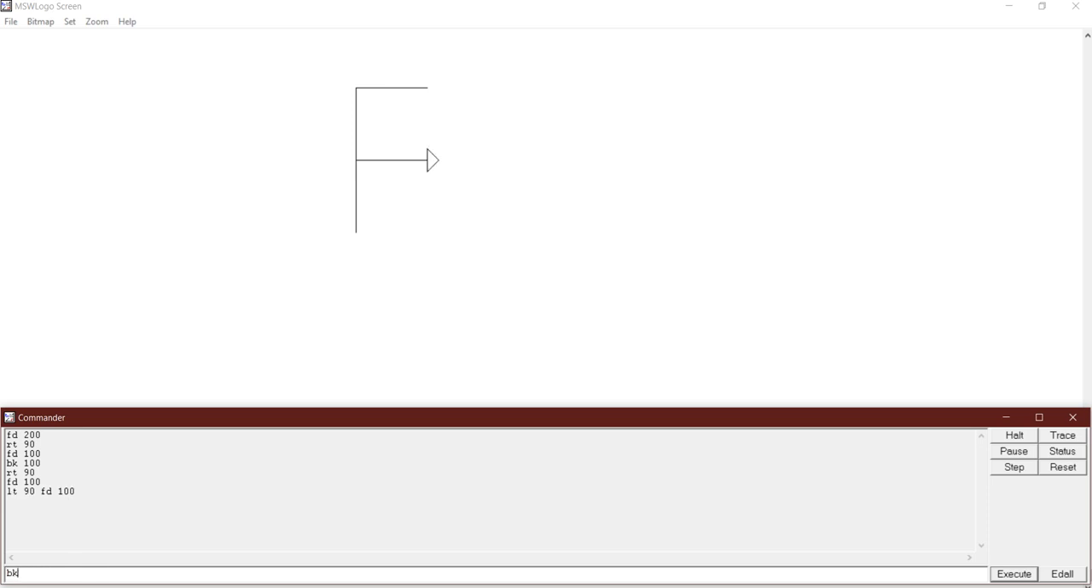And then, another BK100, and an RT90, so that the turtle is once again facing the lower side of the screen, and then another FD100. The turtle should now be standing on the starting point of the vertical line. LT90 then FD100 to draw the final line of the letter.